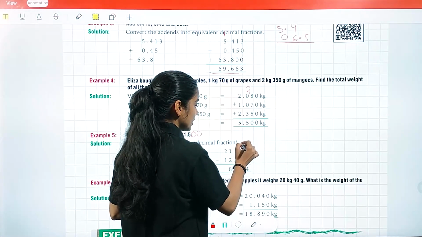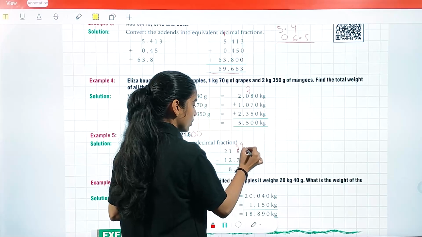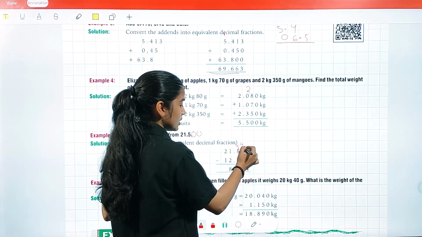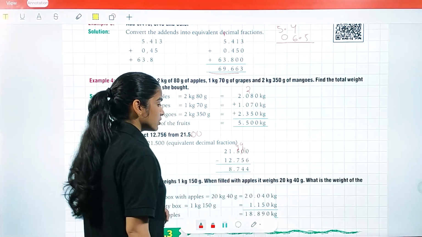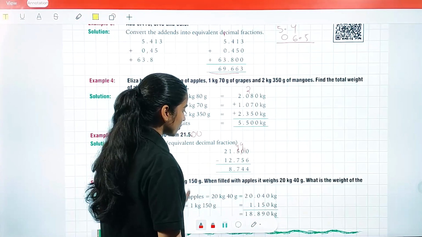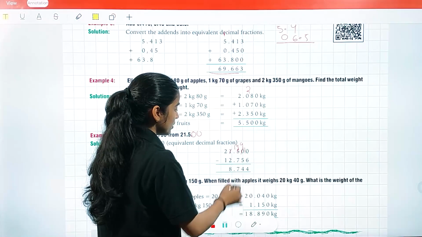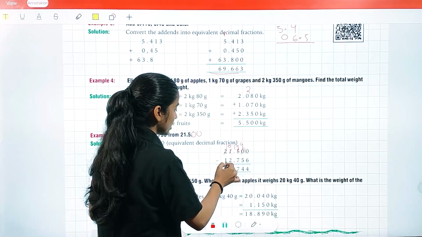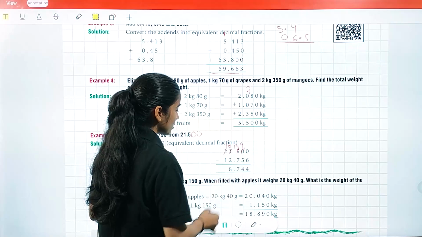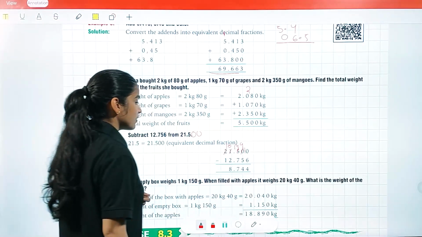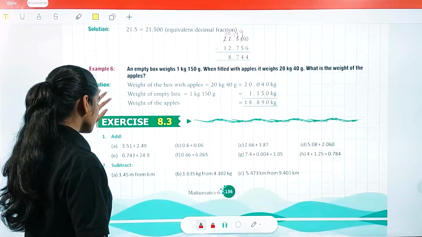Here we have 9, 10 and 4. 10 minus 6 is 4. 9 minus 5 is 4. 7 could not get subtracted from 4, so we have to take a carry. 14 minus 7 is 7. 0, we have to take a carry. 10 minus 2 is 8 and 1 minus 1 is 0. So 8.744 is your final answer.